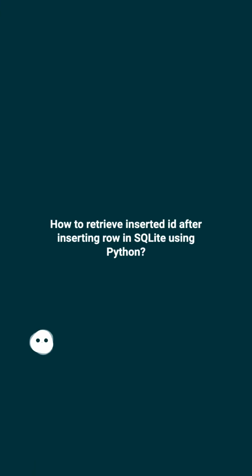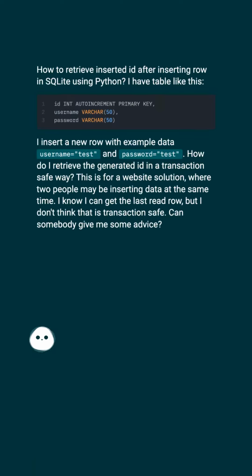How to retrieve inserted ID after inserting row in SQLite using Python.